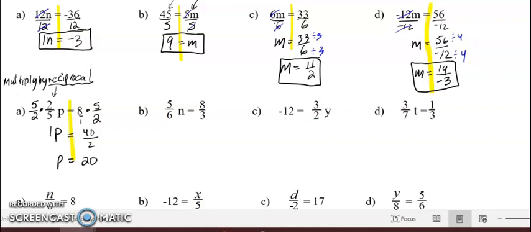So in the next case, I've got 5/6 multiplied by n. I'm going to multiply by 6/5. That's the coefficient. It's flipped. The reciprocal, I've called it. And you do the same thing to the other side. So we don't care about the fact that this is 8/3. It could be 9/7 or any other fraction. But I still just got to know I've got to multiply that by 6/5.